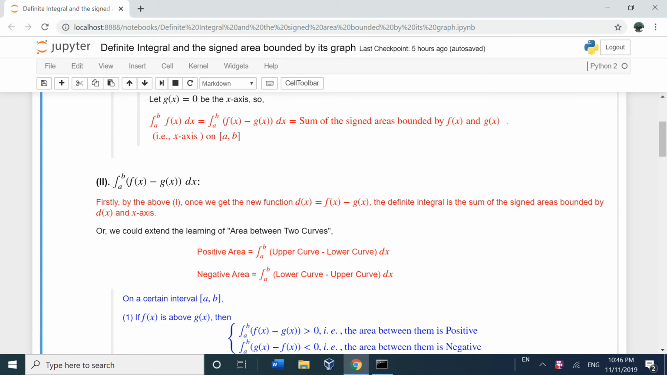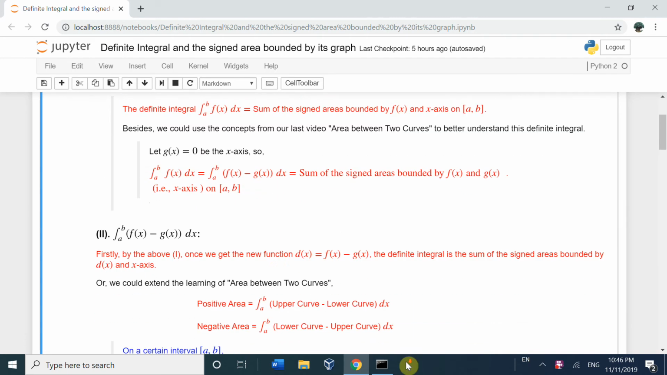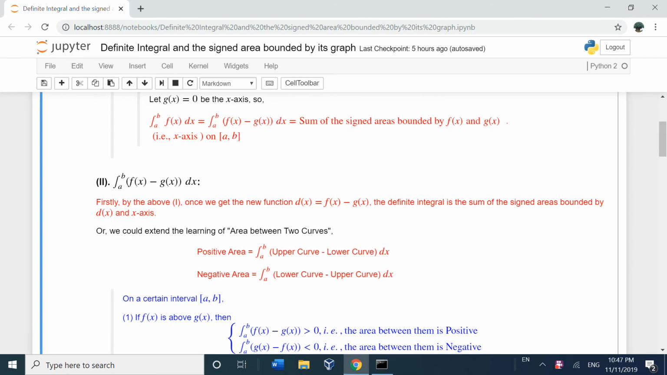The second case, for the integral from a to b of f of x minus g of x dx. By the first case we learned, we could just get a new function d of x equals f of x minus g of x. Then the definite integral is the sum of the signed area bounded by this new function and the x-axis. Or we could just extend the learning from the area between two curves. For the upper curve minus lower curve, we get the positive area. The lower curve minus upper curve, then we get a negative area.